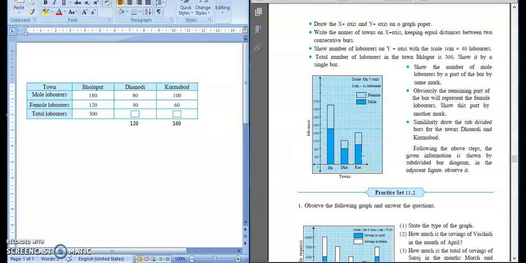Then similarly for Karmabad, the total is 160. So the height of this bar should be at 160. Then 100 male laborers, so mark this at 100, and the remainder will be for female laborers, that is 60. Following the above steps, the given information is shown by a subdivided bar diagram in the adjacent figure. So we have to observe this figure.